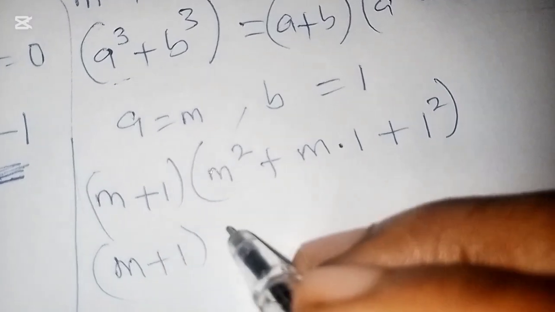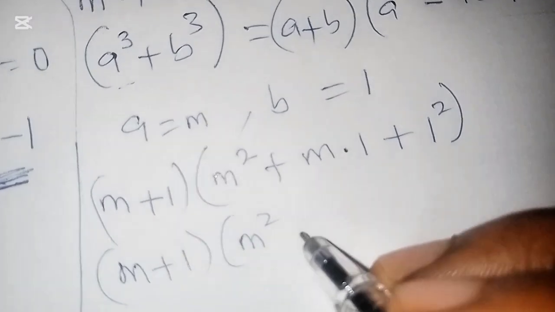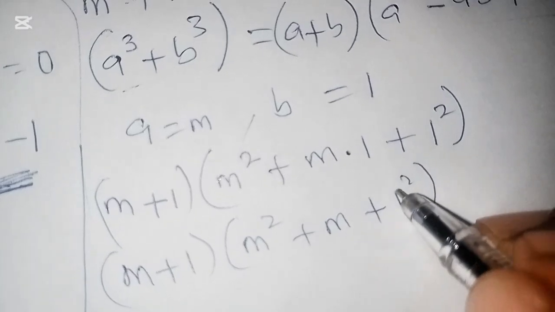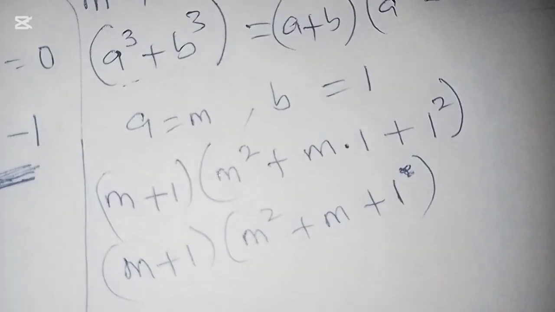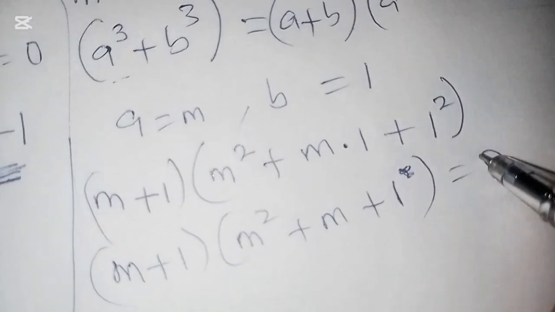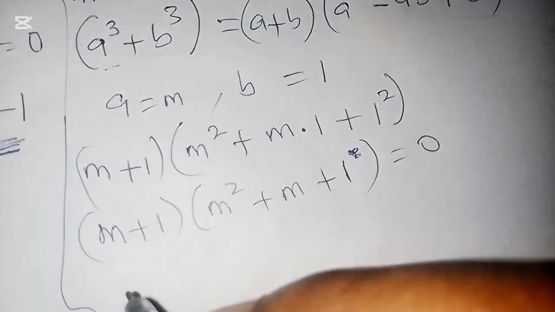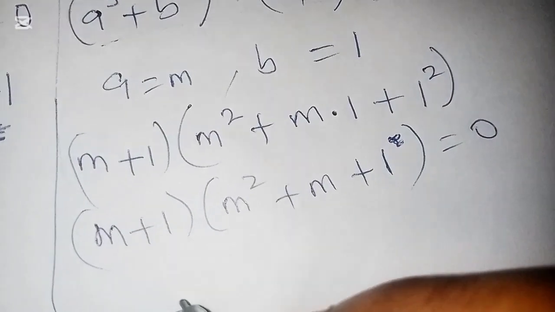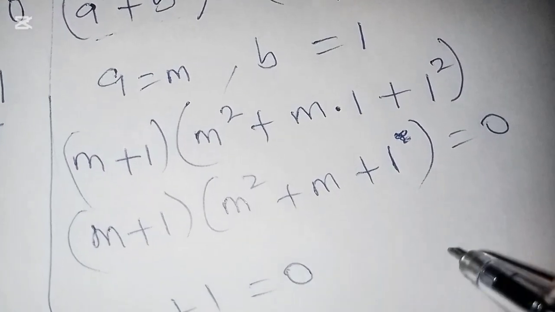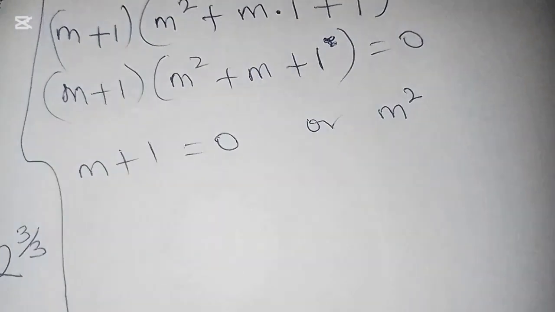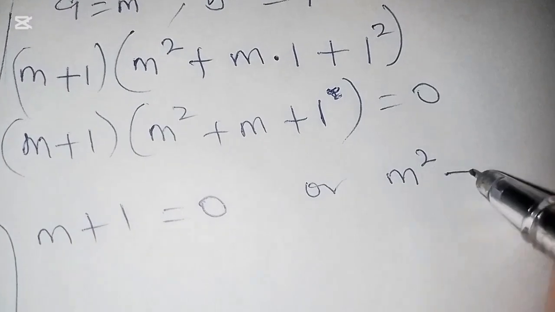Oh, that was a mistake there. That was a mistake. That was a mistake. Please pardon me. It was supposed to be minus m dot 1. It's supposed to be minus m dot 1. So sorry about that.